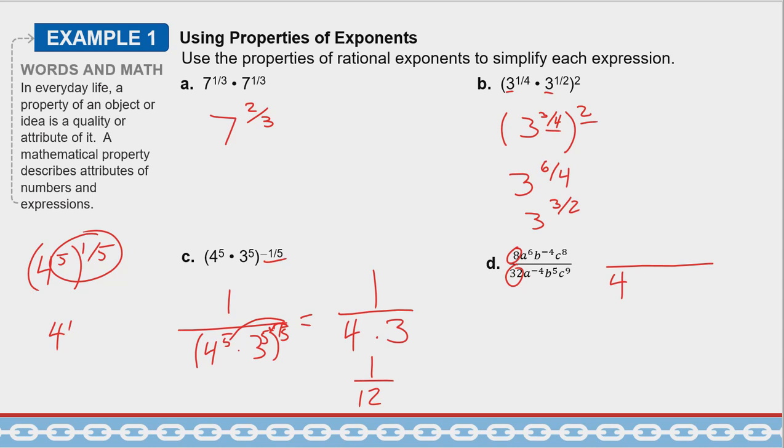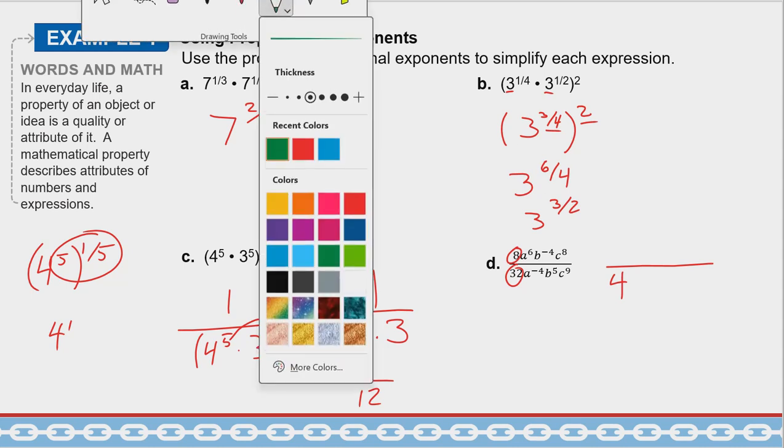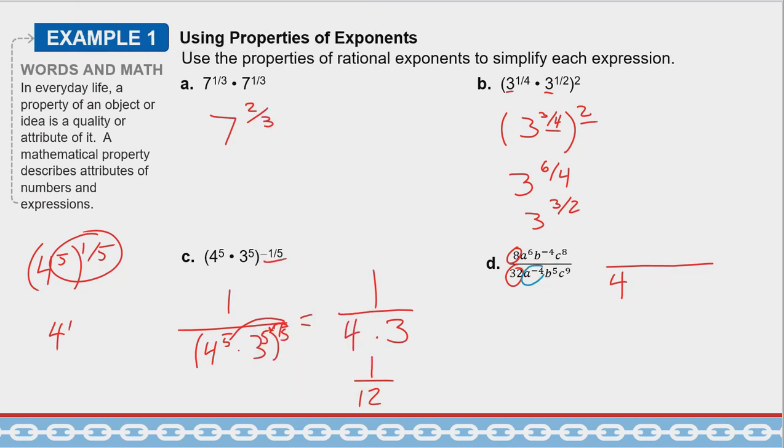And now I would go through and work on getting rid of any negative exponents. So this term right here, this a to the negative 4th, is on the wrong side of the fraction bar. So that needs to be an a to the 4th up top. But we already have an a to the 6th. So a to the 6th times a to the 4th is going to be a to the 10th, because we would add those exponents.